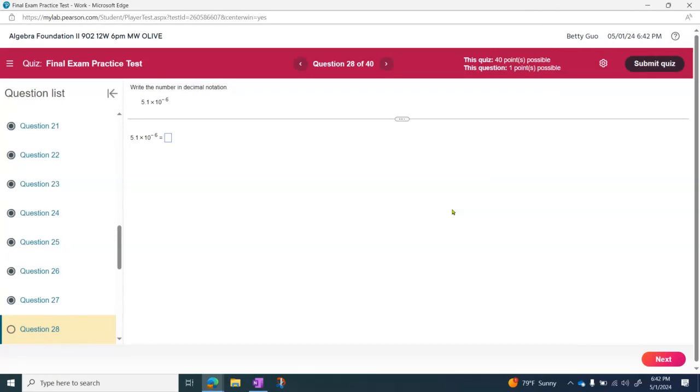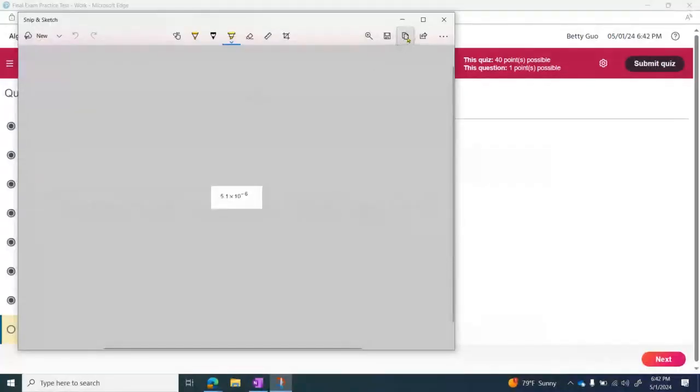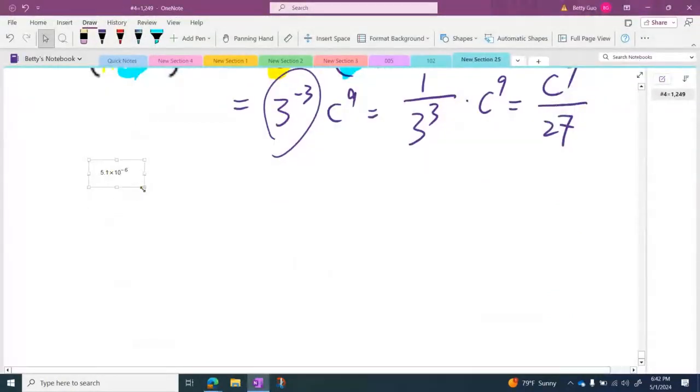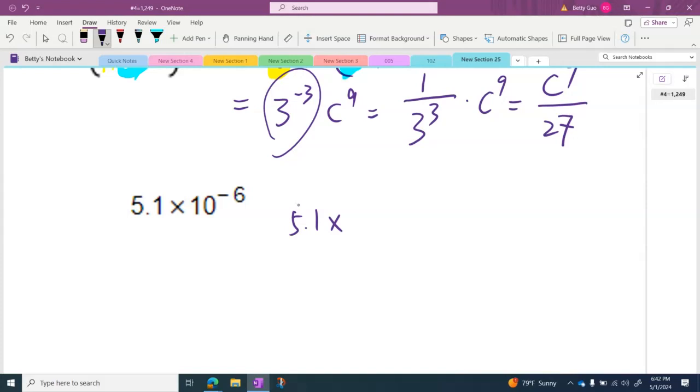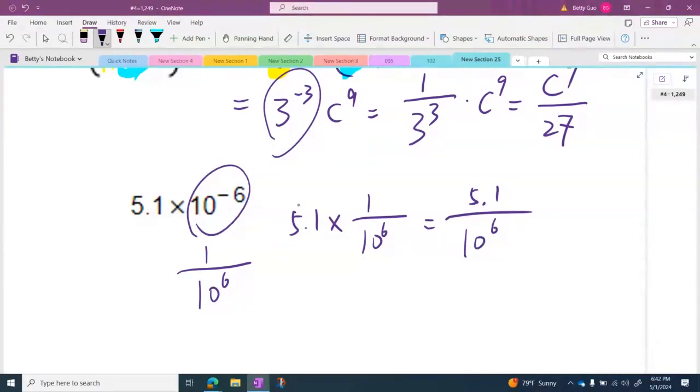Okay. So next, write the number in decimal notation. You have a calculator, right? This is what you do if you go from scientific notation to decimal notation. 5.1 times 10 to the power of -6 is 5.1 times 1 over 10 to the power of 6. So basically you are multiplying by 1 over 10 to the power of 6, and that is the same as 5.1 divided by 10 to the power of 6.